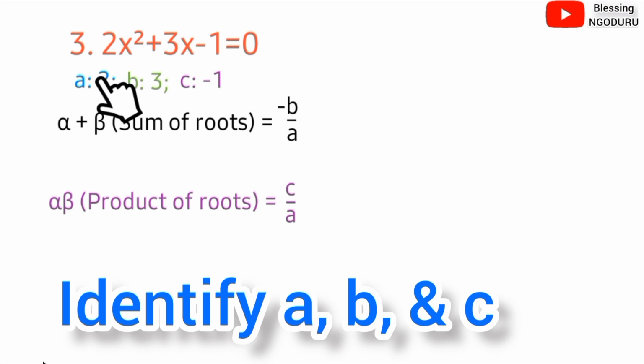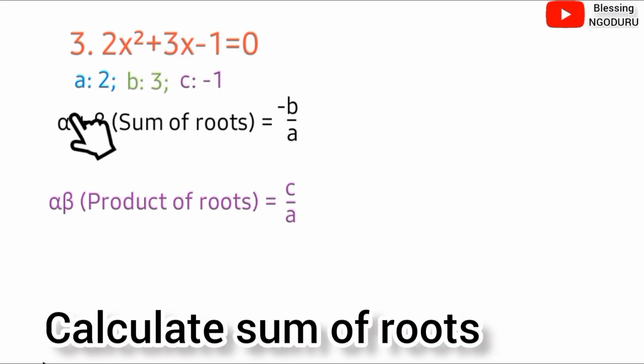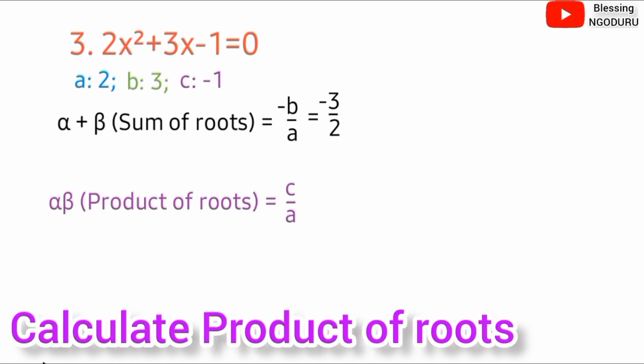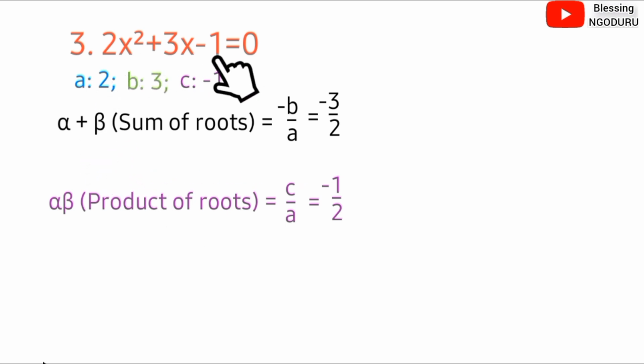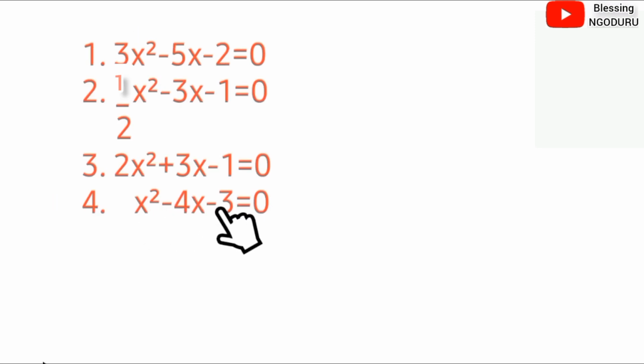Now let's answer question number 3. A here is 2, B is 3, while C is -1. Now let's calculate the sum of root of this equation. Will be equal to minus B, our B value is 3, over A, our A value is 2. Now let's calculate the product of root of this equation. The product of root is C, our C value is -1, over A, and our A value is 2. Therefore, the sum of root of this equation is -3 over 2, while the product of roots is -1 over 2.